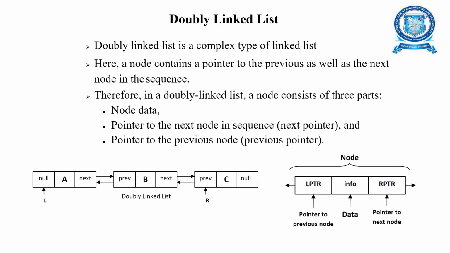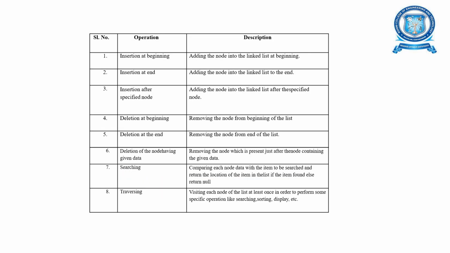Doubly linked list. The doubly linked list is a more complex type of linked list. Here a node contains a pointer to the previous as well as the next node in a sequence. So a doubly linked list node contains three parts: the node data, the pointer to the next node in a sequence, that is the next pointer, and the pointer to the previous node, that is the previous pointer. You can see in the diagram the first, the last, and then the next pointer and the previous pointer are given here. And the major operations and their descriptions are given.